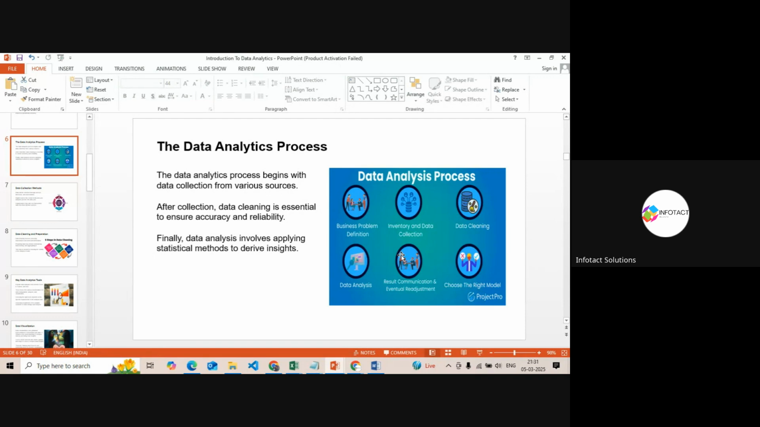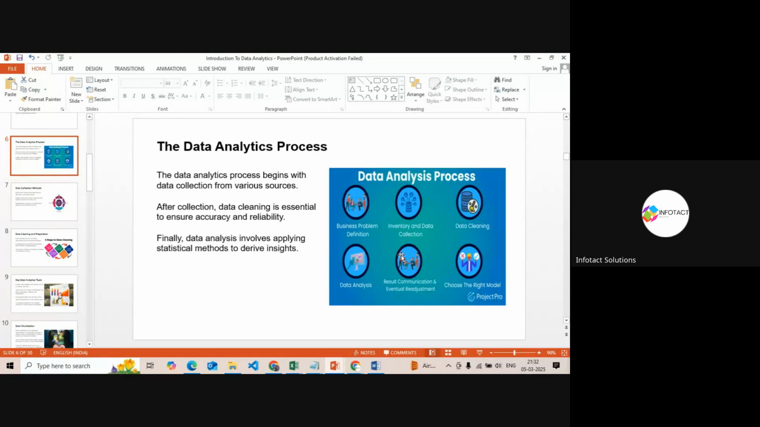Then the fourth step is data modeling and machine learning algorithms. It means applying statistical or ML models to predict outcomes, detect anomalies, and classify the data, using techniques like regression, classification, clustering, or time series forecasting from machine learning. Then train, test, and evaluate the models to ensure their accuracy.